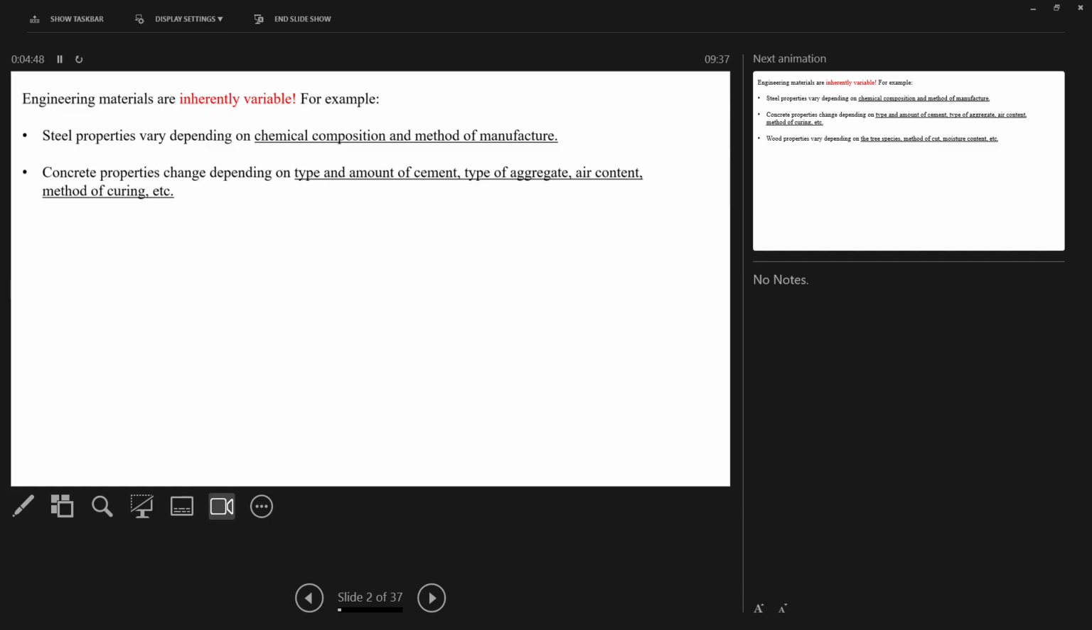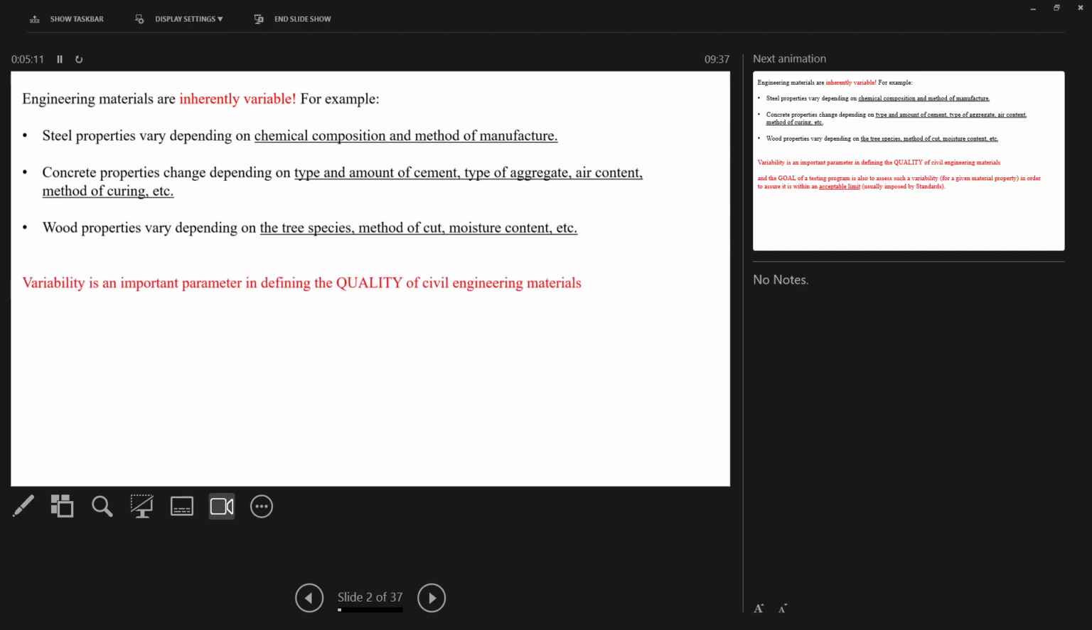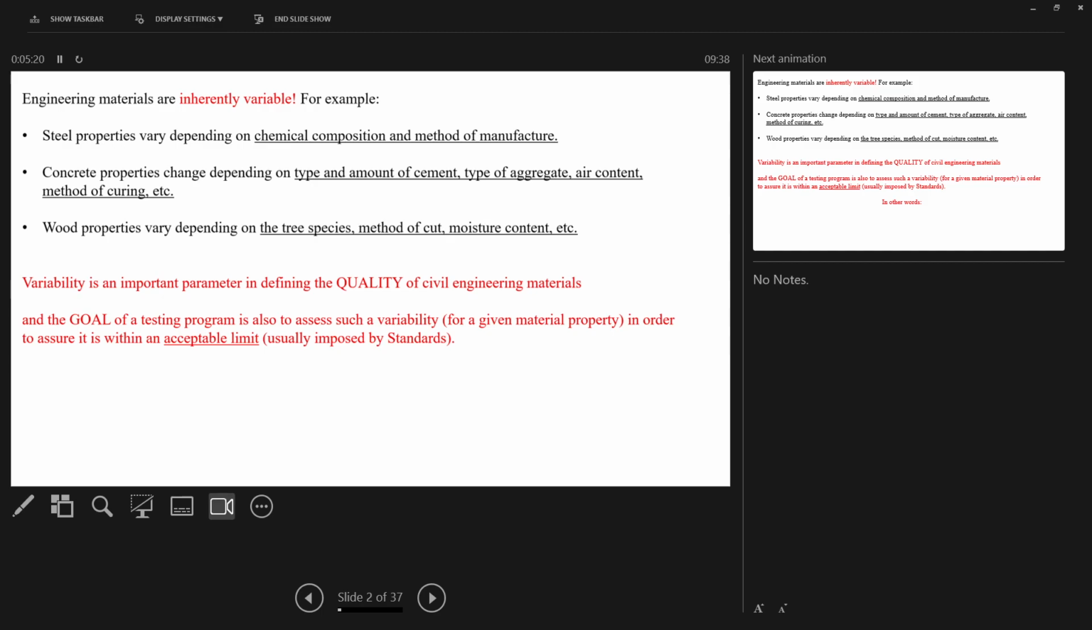The cement's a bit more constant. The water, what water are you using? What's in that water? The curing time, air temperature. Wood properties depend upon the tree species, the method of cutting the tree, we'll discuss that, the moisture content at which you test the wood, and so forth, and an awful lot more. Variability is an important parameter in defining the quality of civil engineering material. You've covered most of this last year with Juan. However, we'll be looking at timber more predominantly.